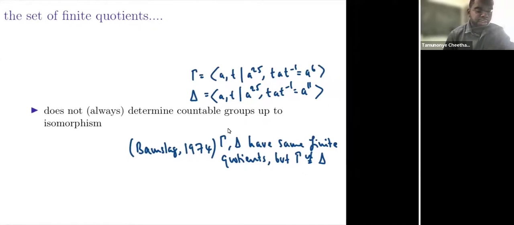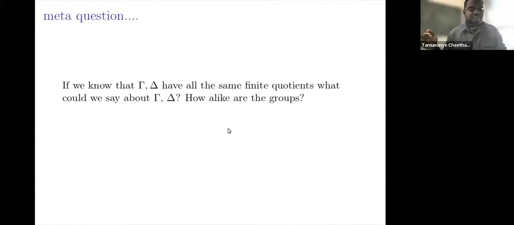But the big question is, if we know and we're able to somehow certify that two groups have all the same finite quotients, what can we say about the groups? How alike are the two groups? And so there are some answers. We have some answers, and there are some things that we can say.